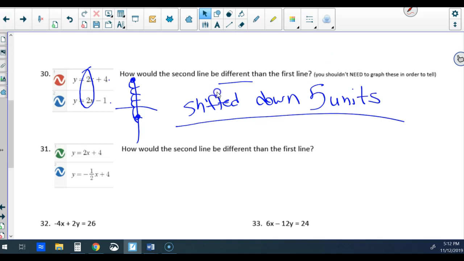Number 31, how would the second line be different than the first line? So we have y equals -1/2 x plus 4, y equals 2x plus 4. I see the same y-intercepts. I guess they won't be different like the ones above, but the slopes are different. Second line has a smaller slope, so it's going to be flatter, less steep if you wanted to call it. But also I noticed they are opposite reciprocals. That is 2, that's negative 1/2, flatter, and they will be perpendicular.